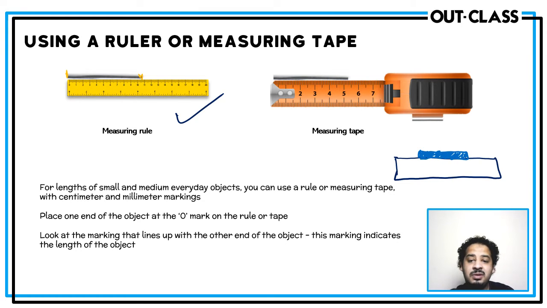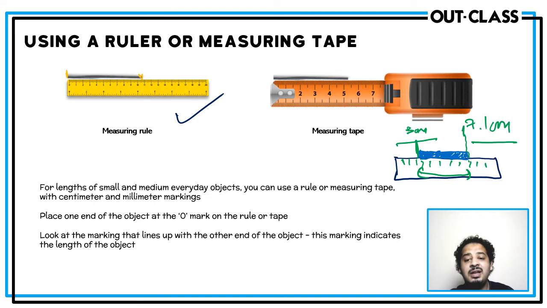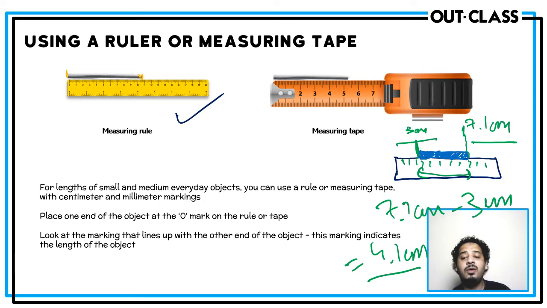You would look at your ruler markings. So, for example, let us suppose that on the ruler, over here, this is 3 centimeters. And when you look over here, you see that it's maybe 7.1 centimeters. So then what's the length of the object? The length of the object would be this reading minus this reading. So that would be 7.1 centimeters minus 3 centimeters, and that will give you 4.1 centimeters. So this is just a quick recap on how you measure lengths using basic rulers.